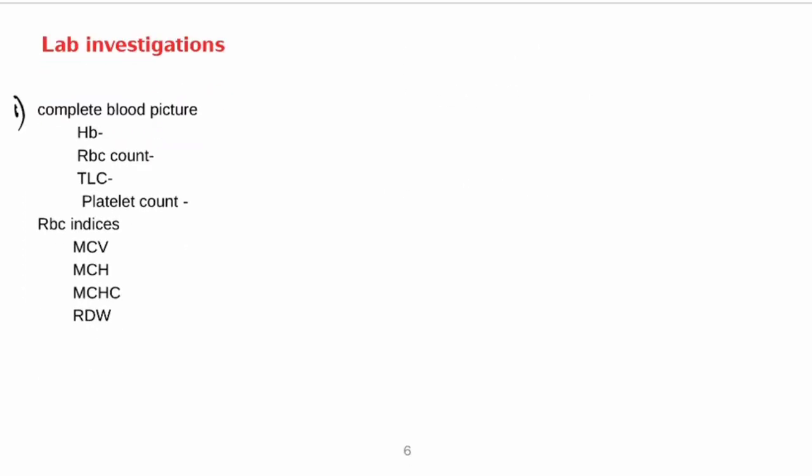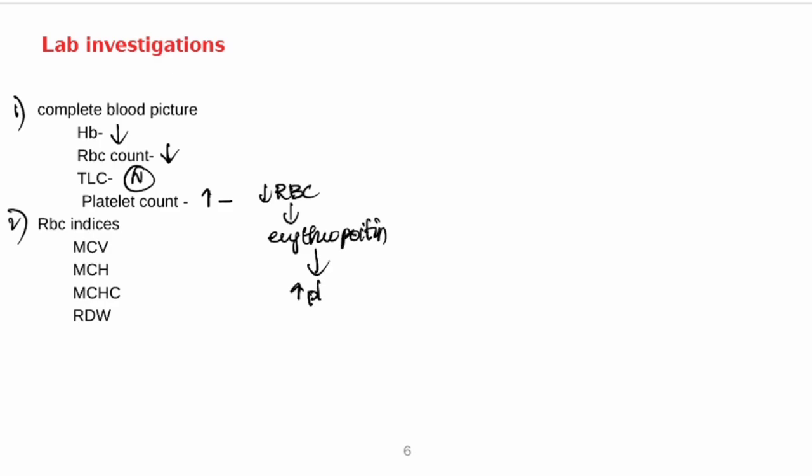Lab investigations. We do a complete blood picture and we see hemoglobin is decreased, RBC count is decreased, total leukocyte count remains normal, and platelet count is increased. As there is a decreased RBC concentration, erythropoietin is increased as a reflex mechanism, which may lead to increased formation of platelets. This is known as reactive thrombocytosis.